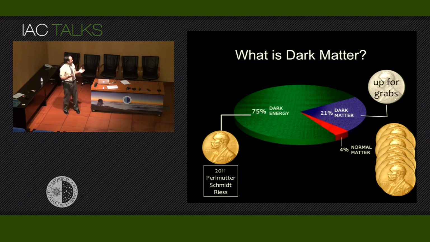As many of you know, most of the universe is not made out of the stuff that we're familiar with, the baryons and the electrons and leptons. It's only 4%, but it gets a lot of Nobel Prizes for that 4% of mass.